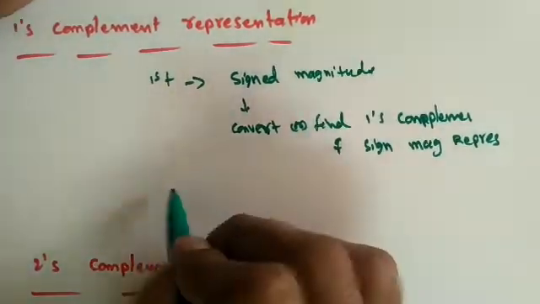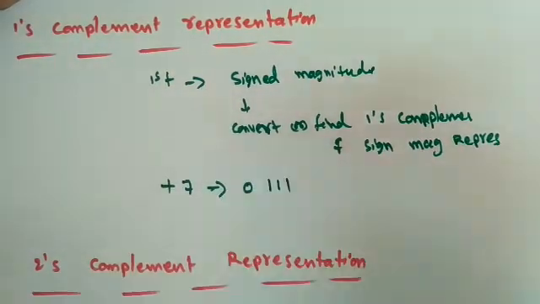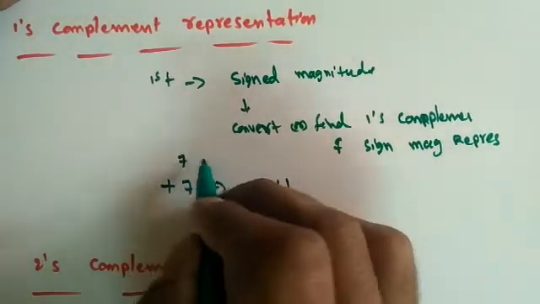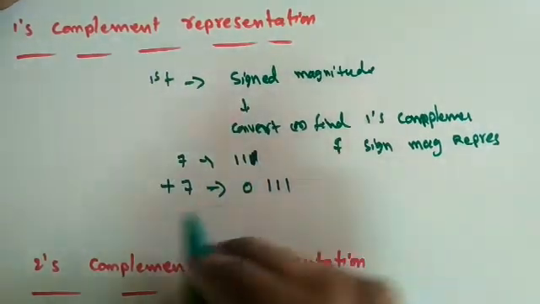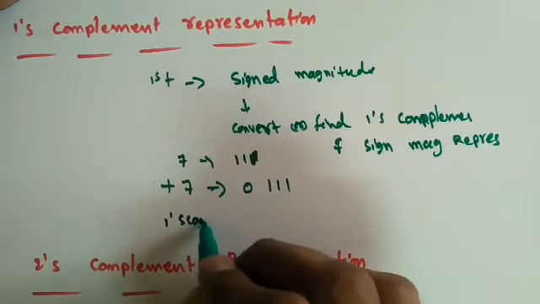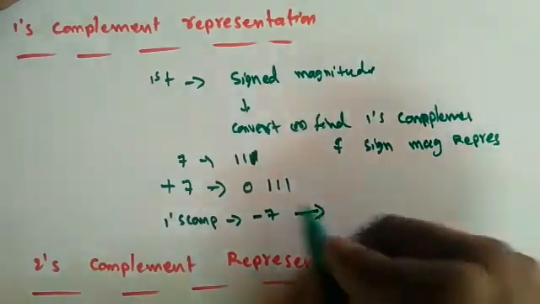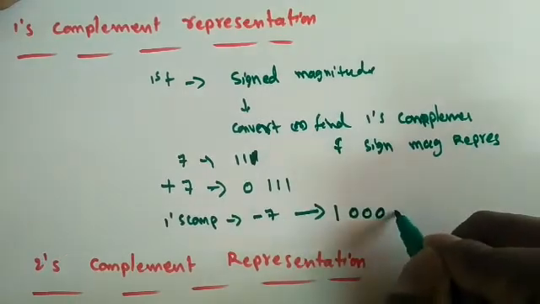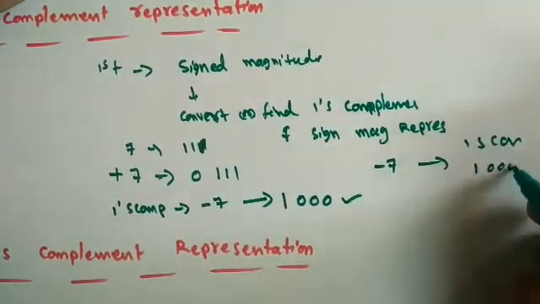Right? So how? Suppose we just saw plus 7 can be represented by 0 1 1 1. Always first we need to find the 7, which is 1 1 1. Now plus 7 means it will include a 0. So the ones complement of this number will represent minus 7. The ones complement: 0 replaced by 1, 1 replaced by 0. So that will become 1 0 0 0. So minus 7 in ones complement will be represented by 1 0 0 0.